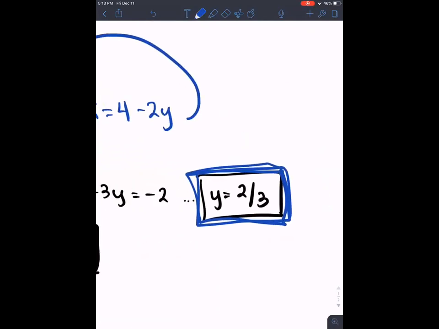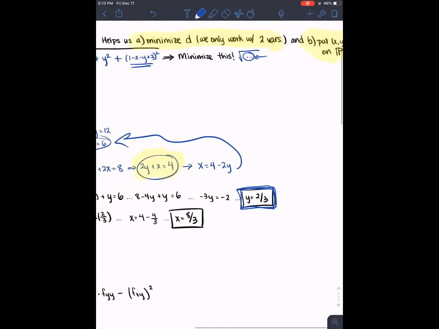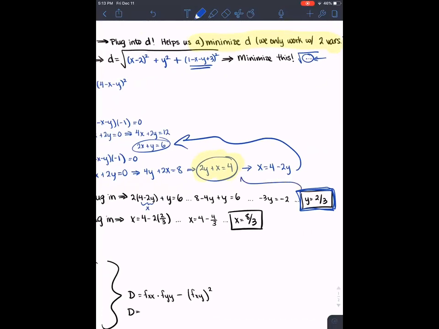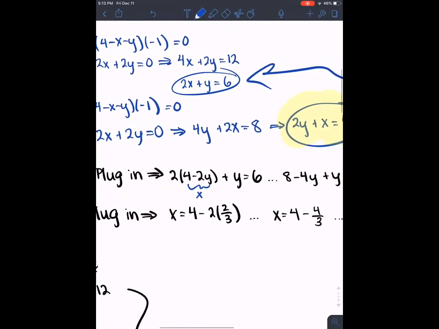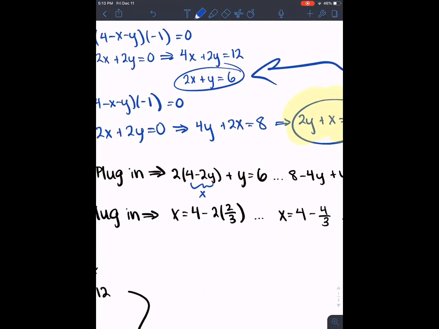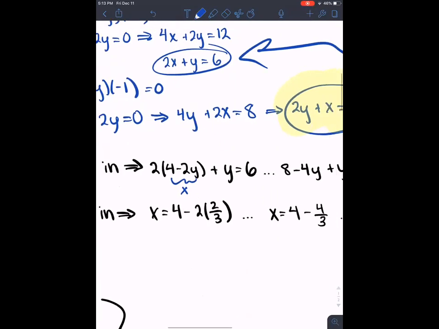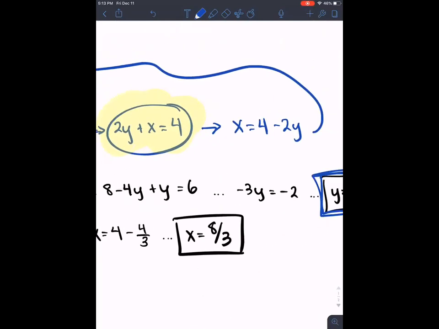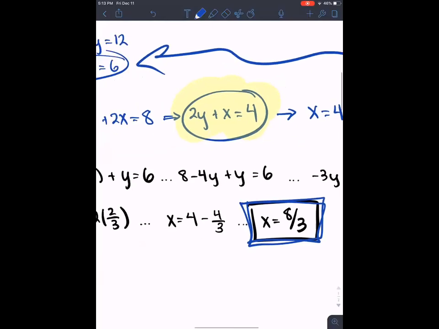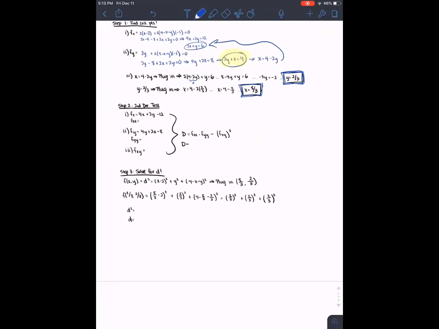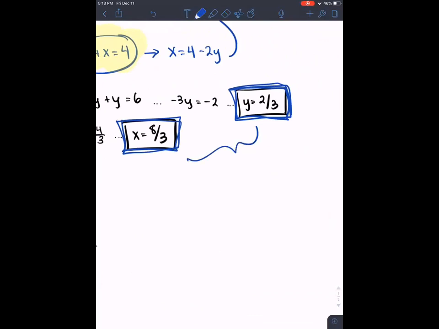And once you have your y, you can plug that into either one of the equations found here, either this or this, and you will get y equals 2/3. So I chose to plug it into the equation I solved, which was x equals 4 minus 2y. And you get x equals 4 minus 4/3 because 2 times 2/3, which ends up being x equals 8/3. What you want to do now is, here's your critical point. So now that you found your x and y, you have 8/3 and 2/3 as your critical point.